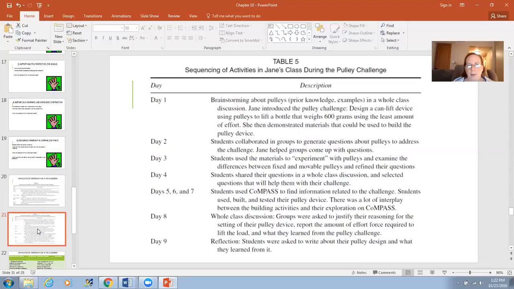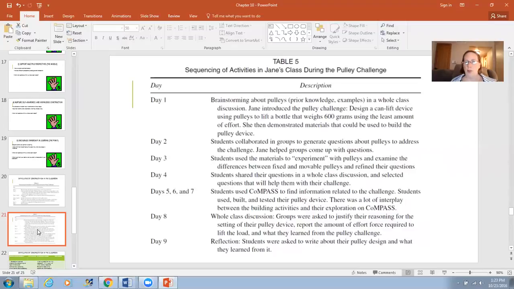So same set number of days. On day 1, there was brainstorming about pulleys, prior knowledge and examples, and a whole class discussion. Jane introduced the pulley challenge, so she would do it on the first day. On day 2, students collaborated in groups to generate questions about pulleys to address the challenge. So as opposed to Linda's classroom, they're generating their own questions. Now Jane did help the groups come up with questions, but for the most part, they were on their own.